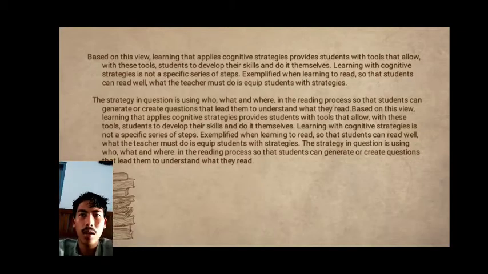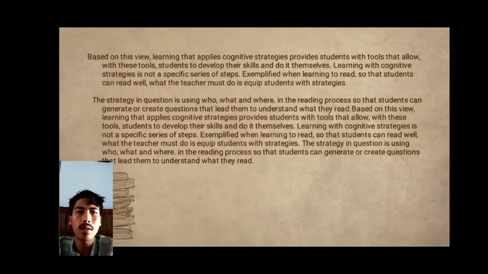Learning with cognitive strategies is not a specific series of steps. For example, in reading, when learning to read, the students can read well. The teacher must equip them with strategies. They start with questions using who, what, and where in a reading process, so that students can generate or create questions that lead them to understand what they read.